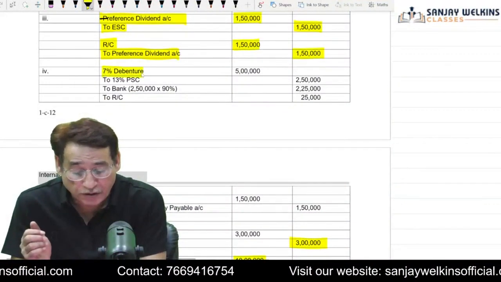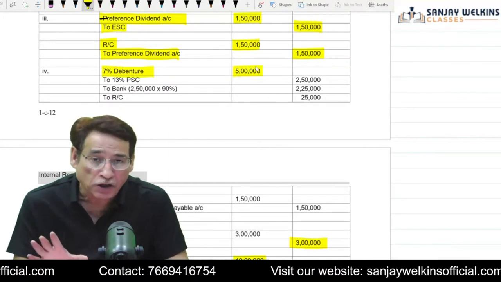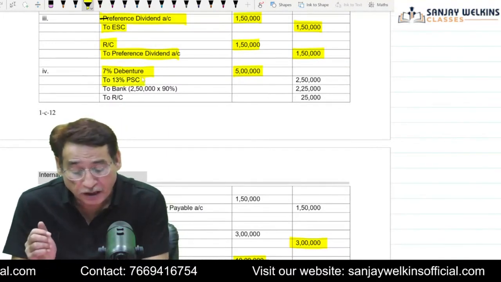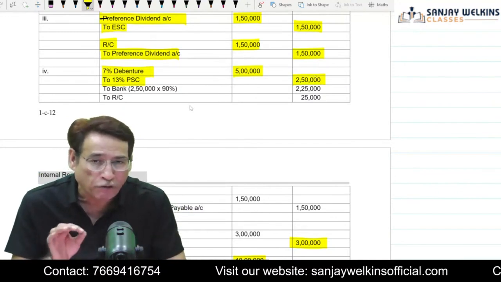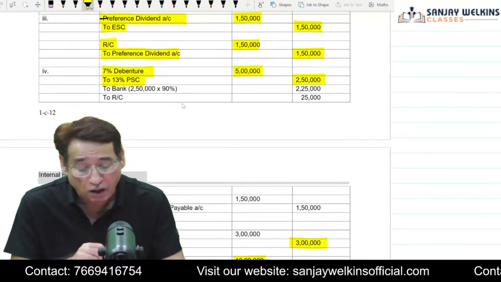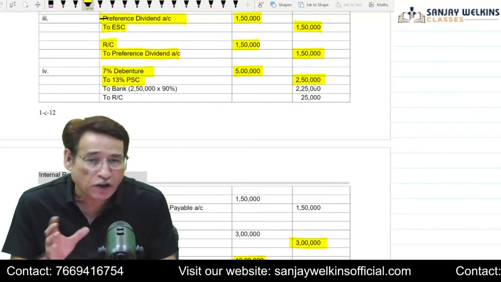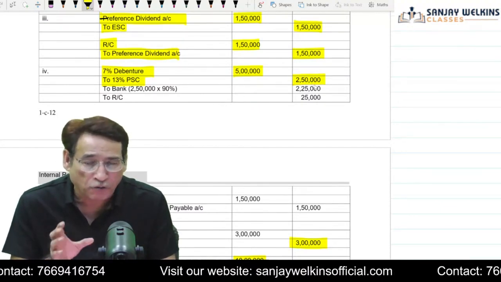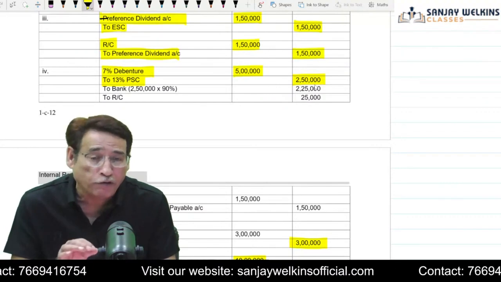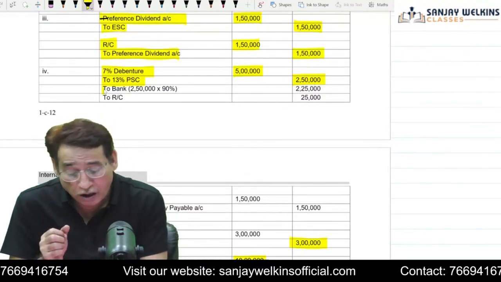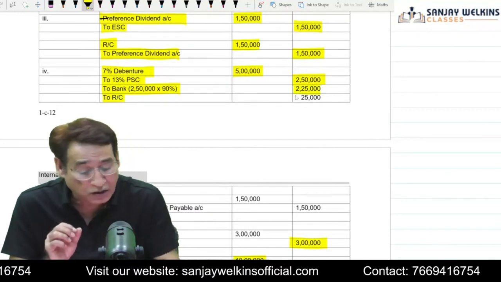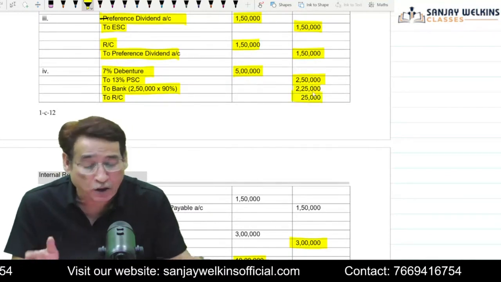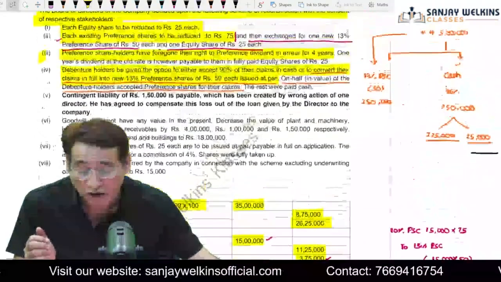The 7% debentures 5 lakh as per balance sheet. Now 50% are going for the conversion option. They will be given their entire amount of 2 lakh 50,000 by way of 13% preference share capital. However, the remaining 2 lakh 50,000 worth of debenture holders are asking for cash, but they will not be given the full amount in cash. Only 90%. So 90% of 2 lakh 50,000, that is 2 lakh 25,000, and the balance 10% will be gained to the company. This is how you are going to pass the entry. Is it clear to you?